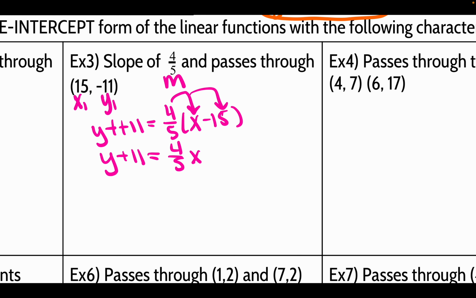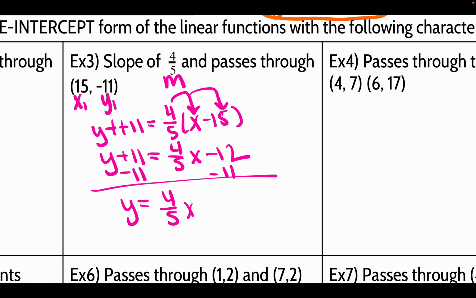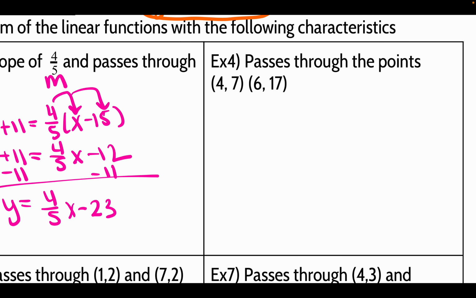Take your calculator, do 4/5 times -15, and that gives us -12. Next step is to subtract the 11 so that we get y by itself. So we have y equals 4/5 x minus 23. So our m is 4/5, and now we found our b, so b is -23. If we wanted to, we could go ahead and easily plot this.